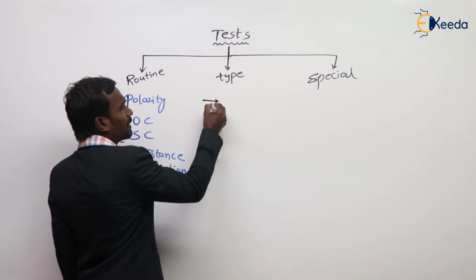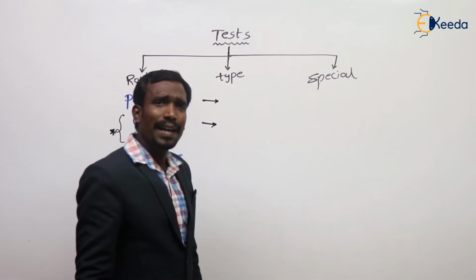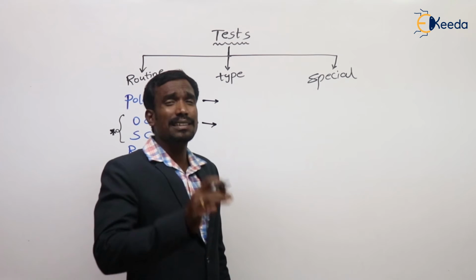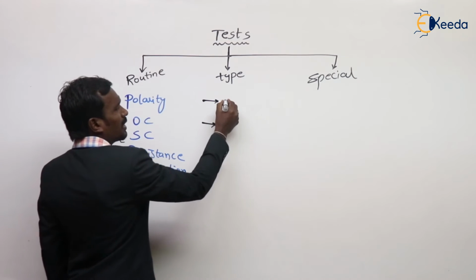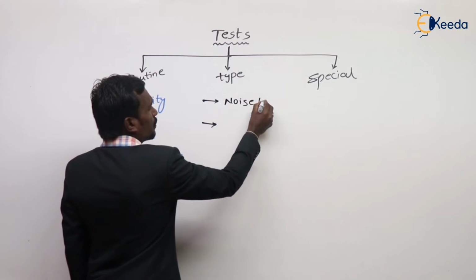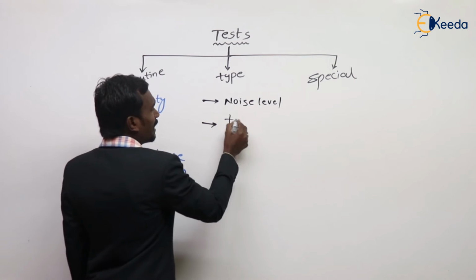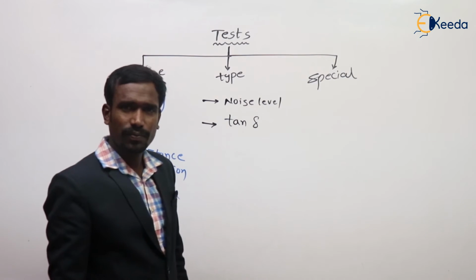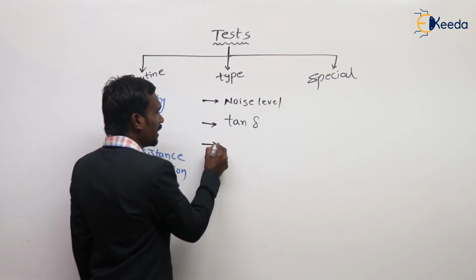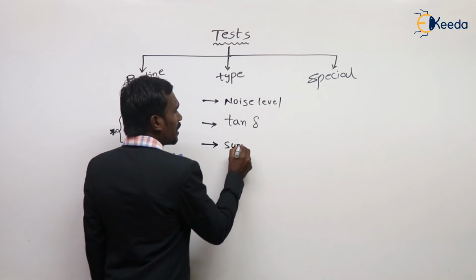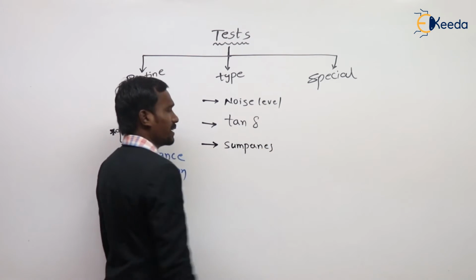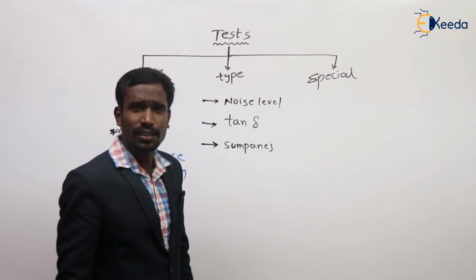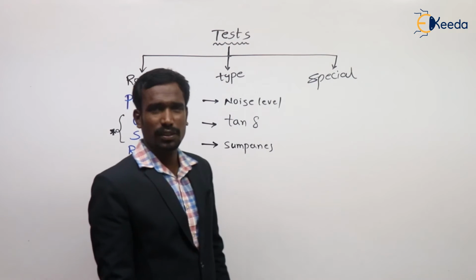These tests are done by the manufacturer on demand of the consumer. Based on the demands of the consumer, these tests are the noise level test, and the tan delta test, which is also called the dissipation factor test. Like that, many tests are there. Another important test here is the Sumpner test. Many tests are there under the type test.